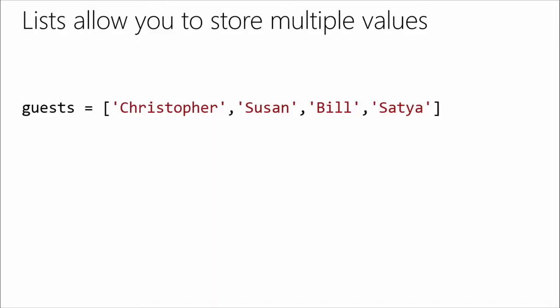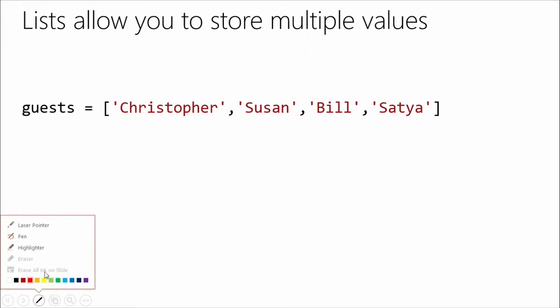So a list is the object in programming that allows you to store multiple values: the directions, the names of your guests, what you need to buy at the grocery store, whatever it is. So to declare a list, the syntax is fairly straightforward.